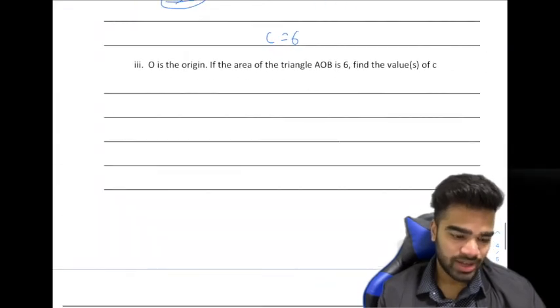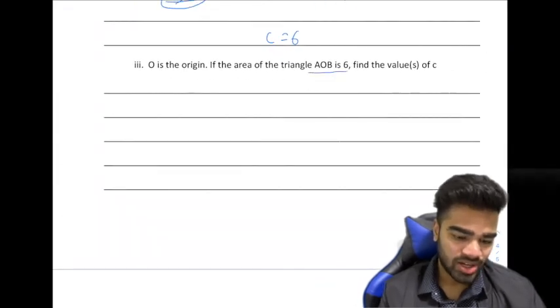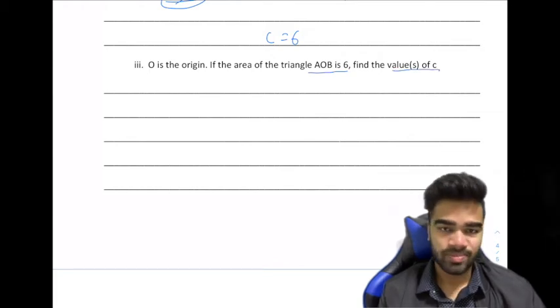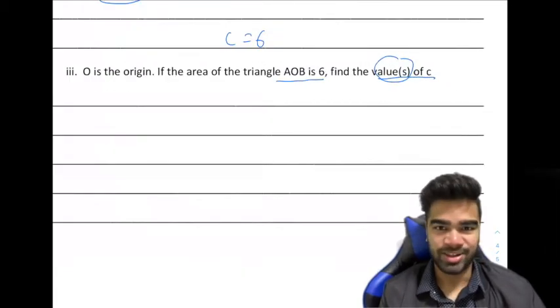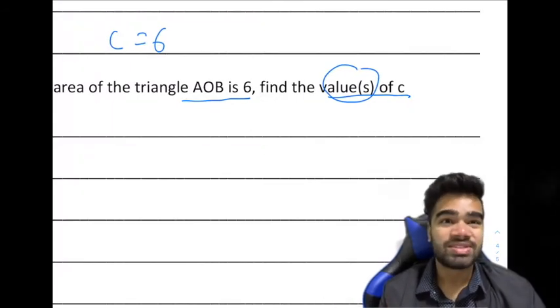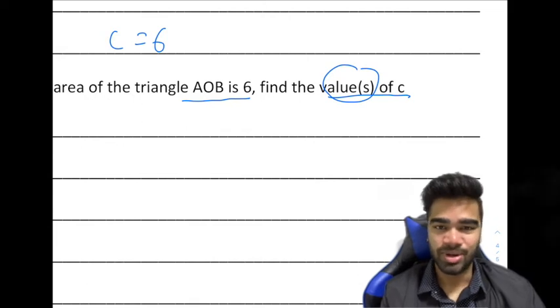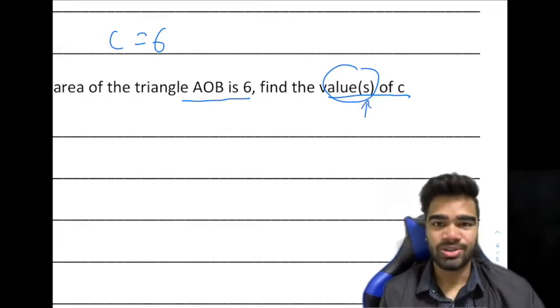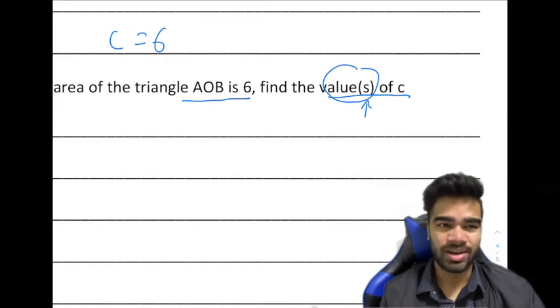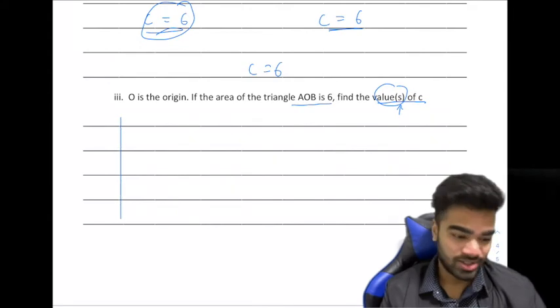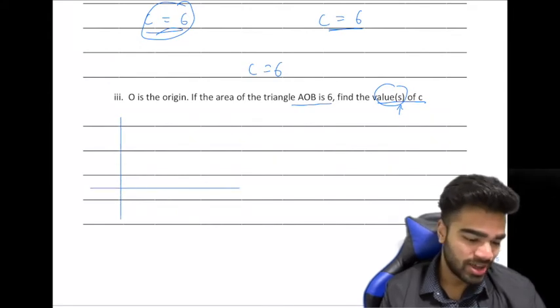Alright, part 3. I've written it again here. O is the origin. If the area of the triangle AOB is 6, find the values of c. Here's a little hint, guys: if they ever say value with the bracket of s, about 70 to 80% of the time it's going to be multiple values. It's very rare that they say values and you only get one value. Most of the time it's going to be 2 values. I don't know if that's the case here, because I don't know the answer to these questions. Maybe, but I don't know.